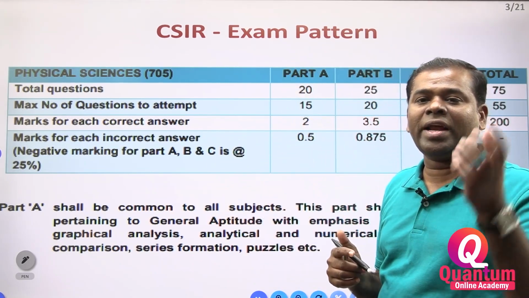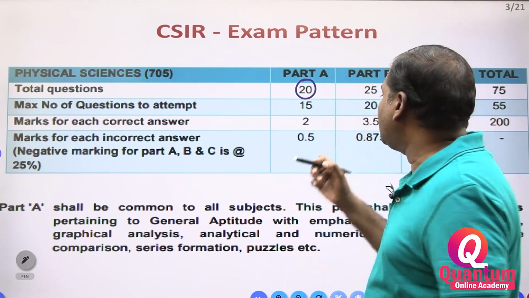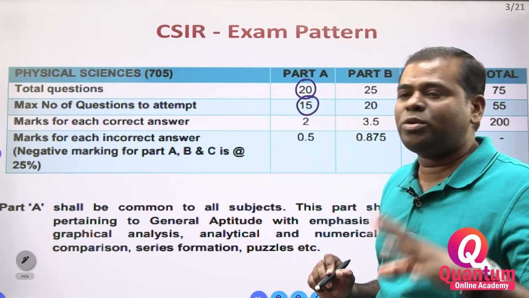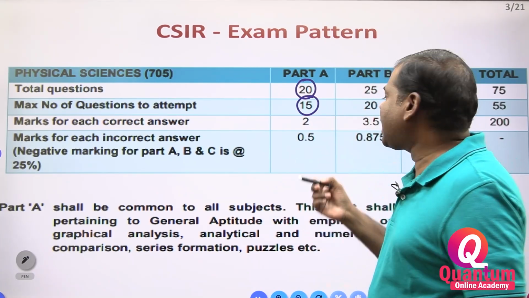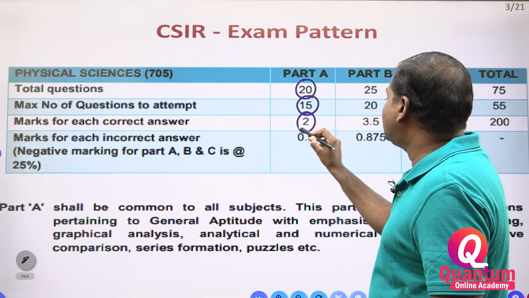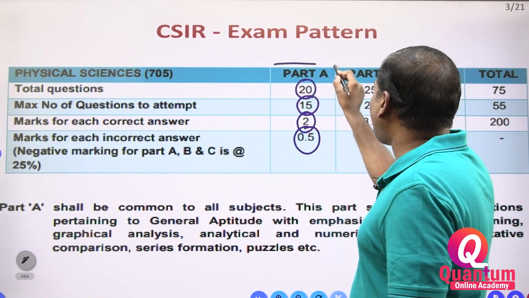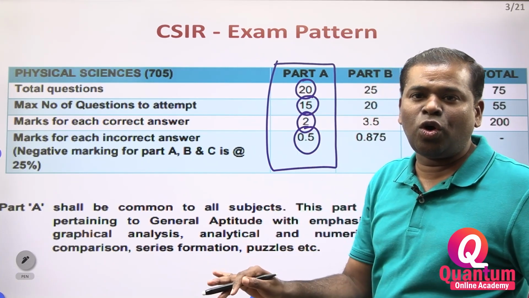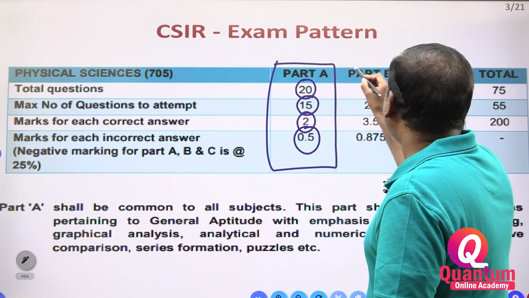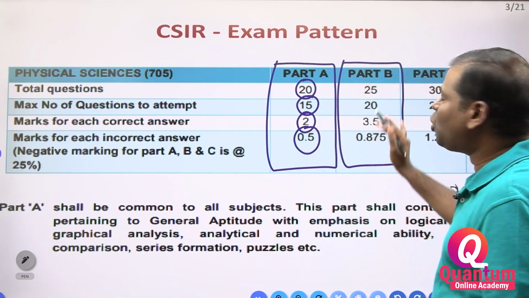How many questions do you get in the exam? 20 questions, and you have to attempt 15 questions out of 20. 5 questions are grace questions. Each question carries 2 marks. For each wrong answer you lose 0.5 marks, a 1/4 negative. This is part A. But in part A, there is no atomic and molecular physics. Part A belongs to general aptitude. Part B is from physics, but in part B there is no atomic and molecular physics.